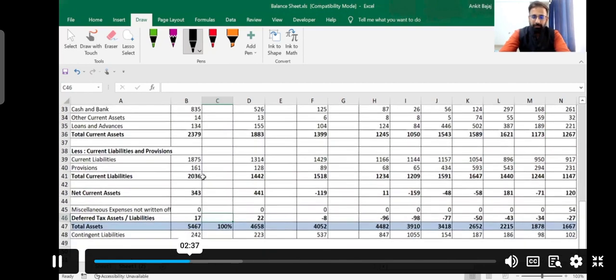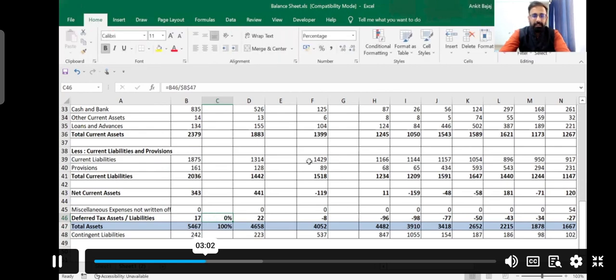So I have to find out the value of deferred tax. The value of deferred tax is 17. What is the percentage of deferred tax as compared to total assets? Simply, I will be taking 17 and dividing by 5467, which is the total value of assets, and we will get the percentage of deferred tax. In terms of percentage, the value of deferred tax is 0.31 percent. Because I have frozen the total asset value, I will be copying the formula down. So if I copy these values here, what values will we get?